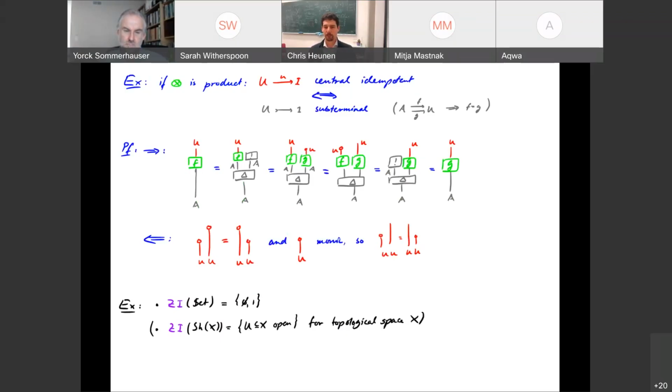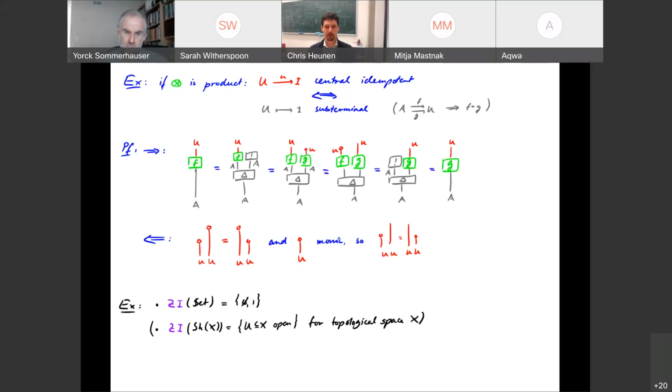You can prove there that a morphism into the tensor unit is a central idempotent exactly when it is a subterminal object. So by that we mean it's a sub-object of the terminal object. And another way to say that is, if you have two parallel morphisms from some object A going into it, they must be equal. Right? So there's at most one morphism going into it from any object. All right, let's see about how this works.